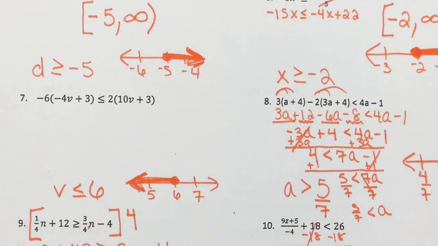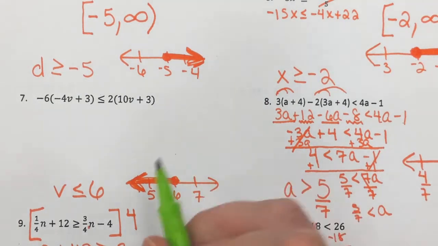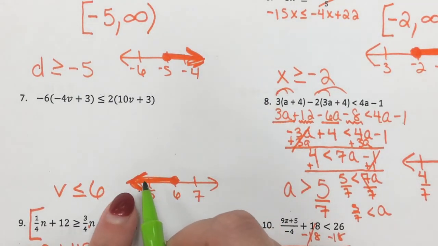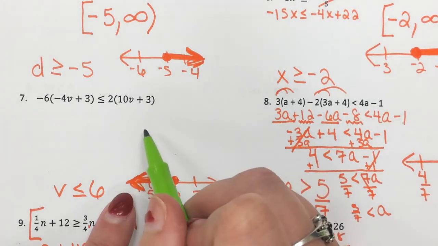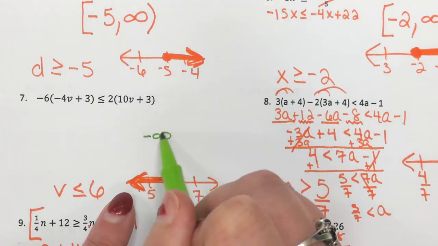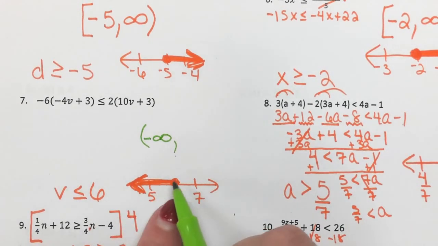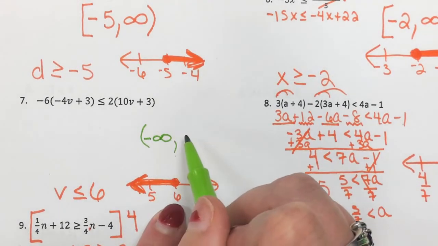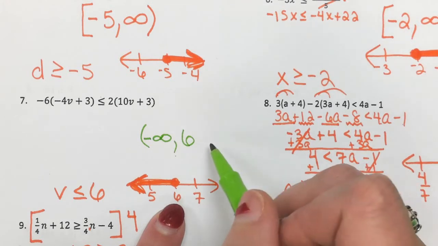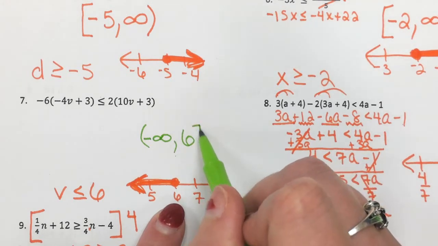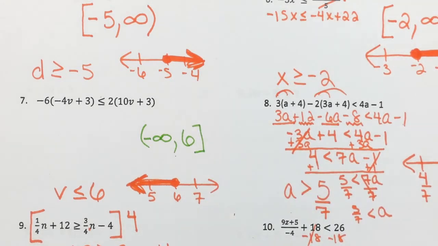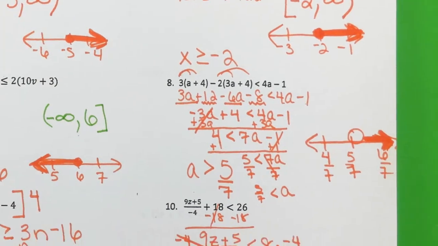Okay, so let's look at this. How do you read a book? From which way to which way? Left to right. So on the left, where is this going on the left? Negative infinity, and infinities always get a parentheses. And then where does it stop at on the right? 6. And because 6 has a closed circle, it gets a closed bracket, right? Y'all okay?